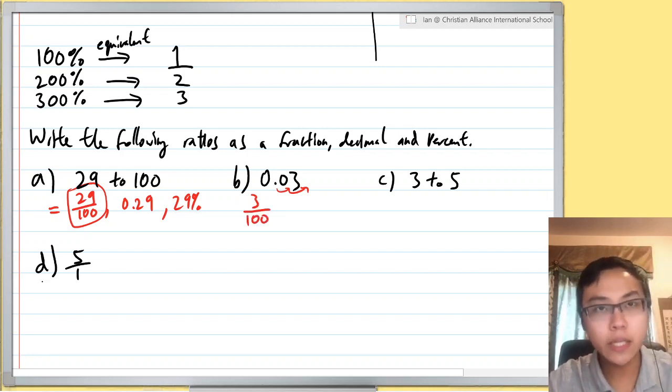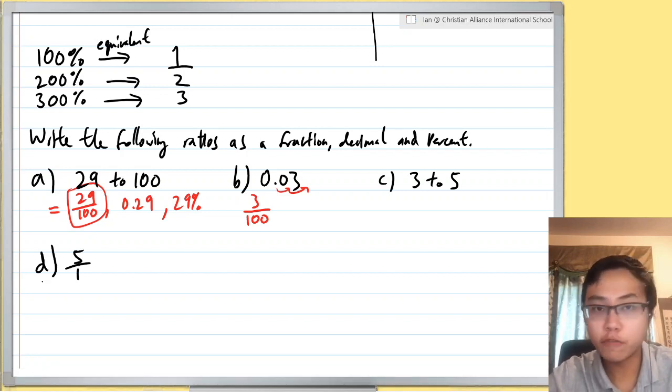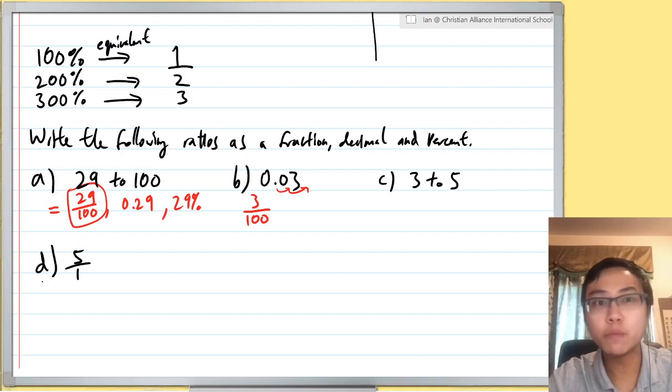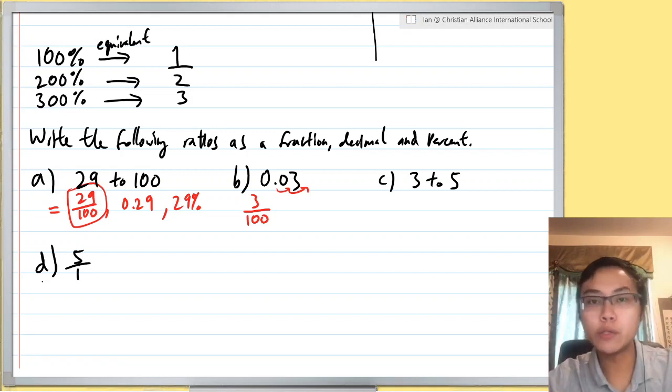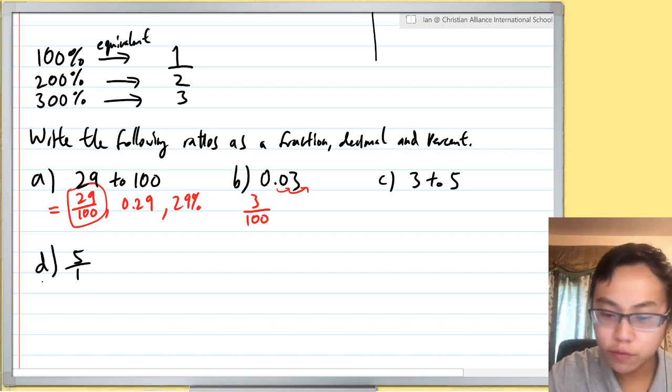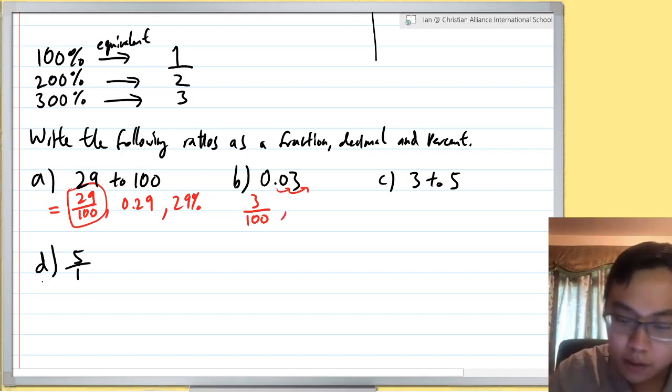So this is actually the same as the decimal form in terms of a fraction. That's 3 out of 100. That's the same as 0.03. We should be able to see that. It should be quite straightforward. And if you don't understand, then you might need to do a little bit more additional practice. So this is in terms of the fraction, and in terms of percent, this is just going to be 3%.